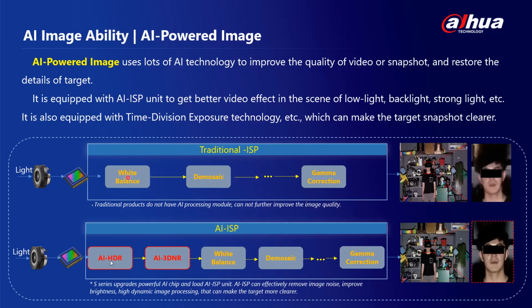Then again, we have the AI HDR function and the AI DNR, 3DNR function included in the image signal processor. That's like the brain of the camera.